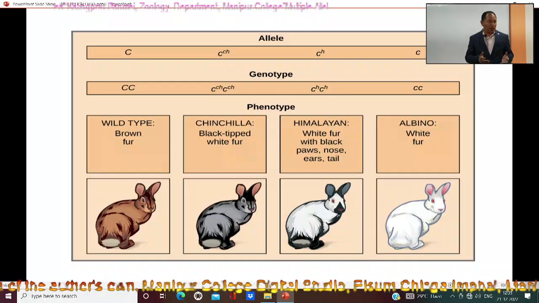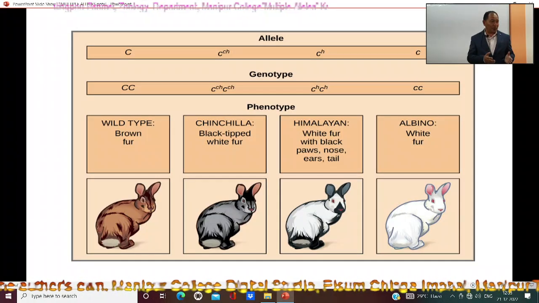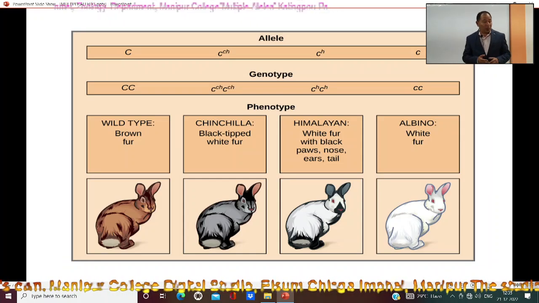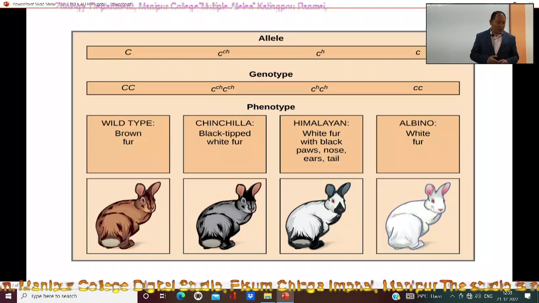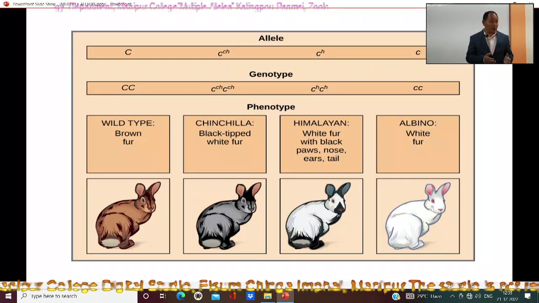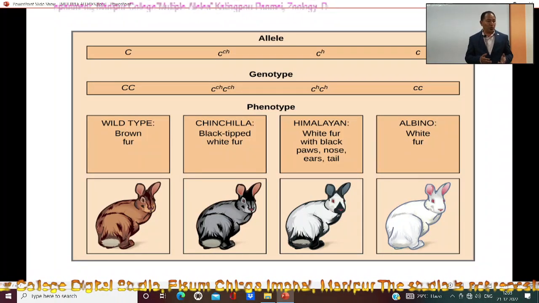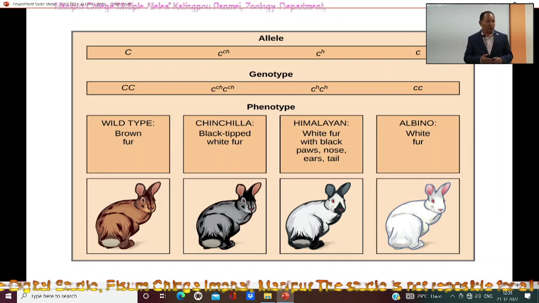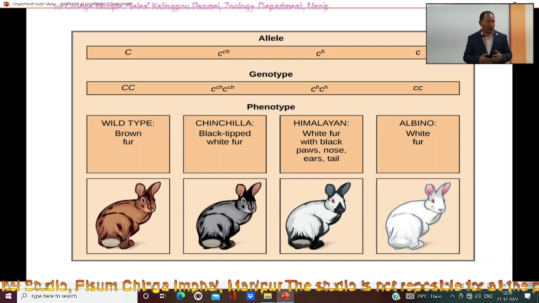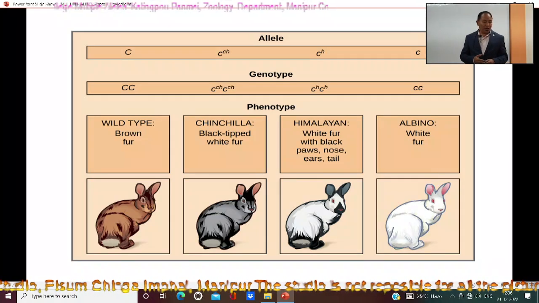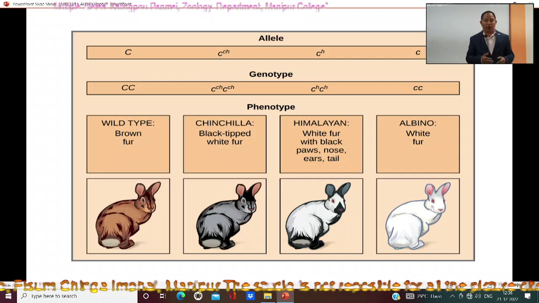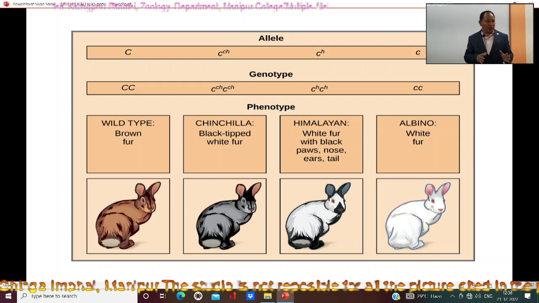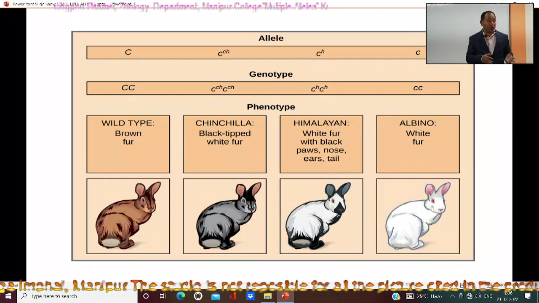The colors are: first, the agouti or the wild type, having brown color. Second, we have the chinchilla, which is a greenish color. The third color is Himalaya with white body along with black nose, tails, legs and ears, and albino, which is pure white. So these are the different examples of the phenomenon of multiple alleles in the animal kingdom.